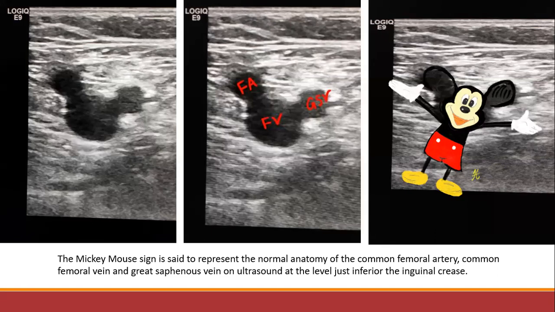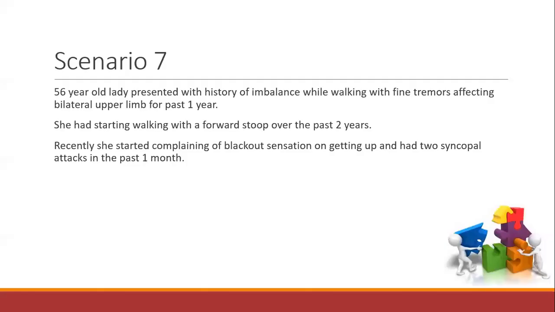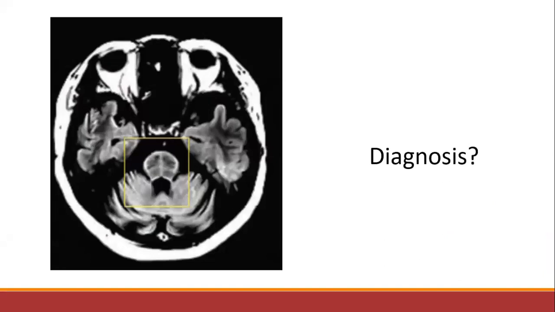Now coming to scenario 7. A 56-year-old lady presented with history of imbalance while walking with fine tremors affecting bilateral upper limbs for the past 1 year. She had started walking with a forward stoop over the past 2 years. Recently, she started complaining of blackout sensation on getting up and had 2 syncopal attacks in the past 1 month. So this is the MRI. What is the diagnosis? And on MRI, what is the hot cross bun sign?